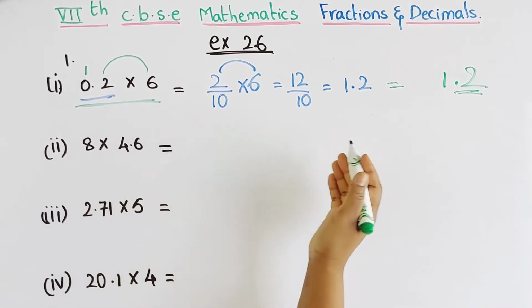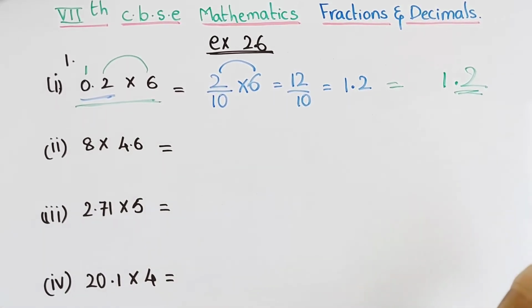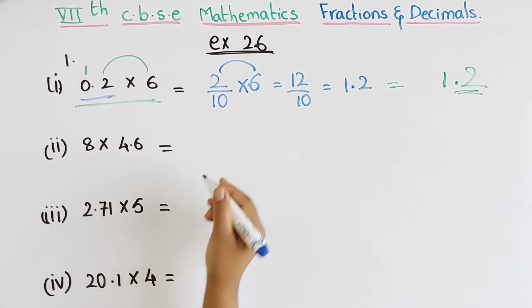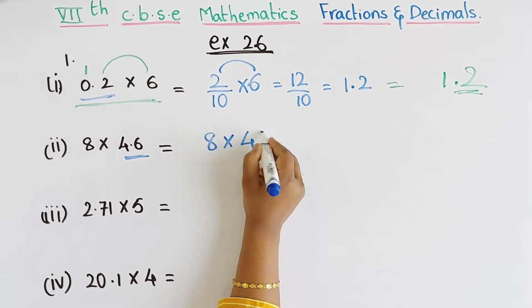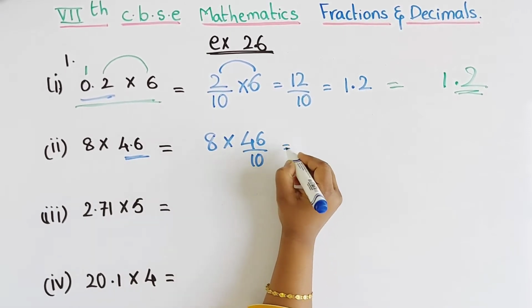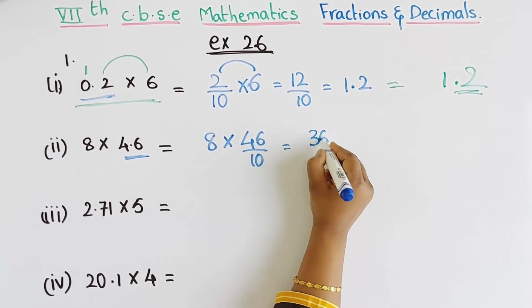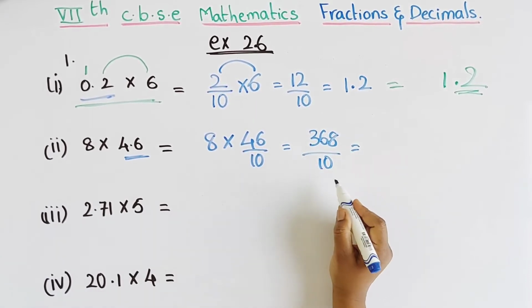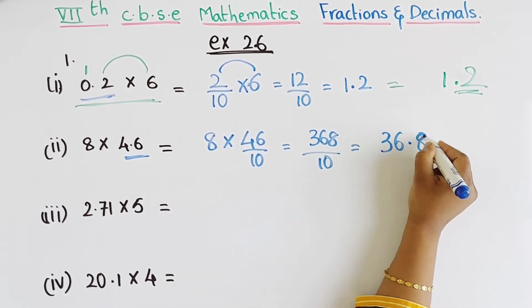You can do it like this by changing into a fraction, or you can do direct multiplication, right? Second question, 8 into 4.6. So 4.6 is 46 divided by 10. Correct, children? Now 8 into 46 is 368 divided by 10. Now in the denominator we have 1 zero. That means the answer is 36.8.